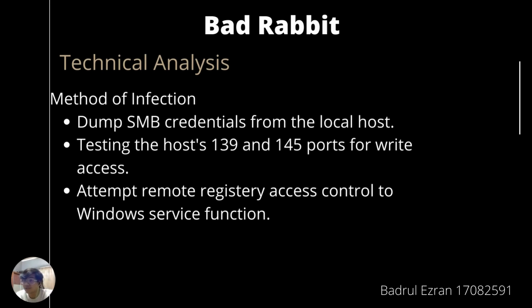Bad Rabbit has a few methods of infection, such as dumping SMB credentials from the local host, testing the host's 139 and 445 ports for write access, and also attempting registry access control to Windows service functions.